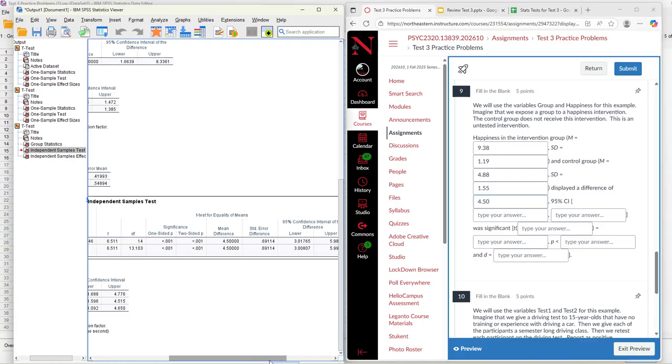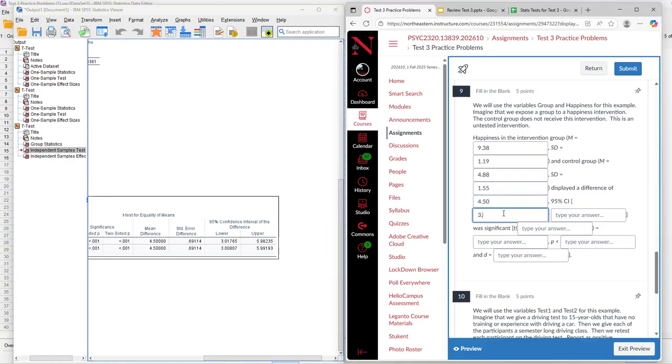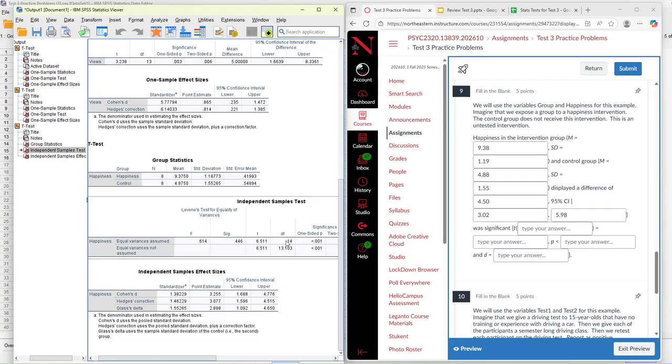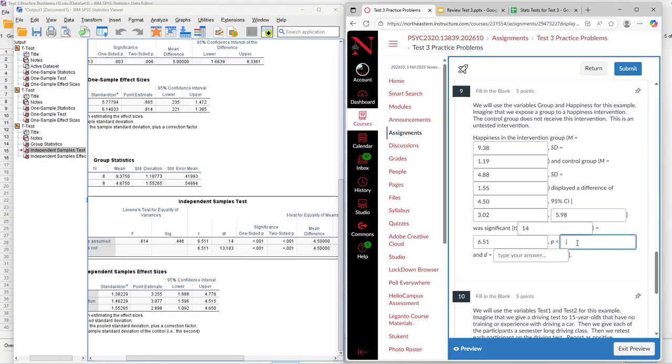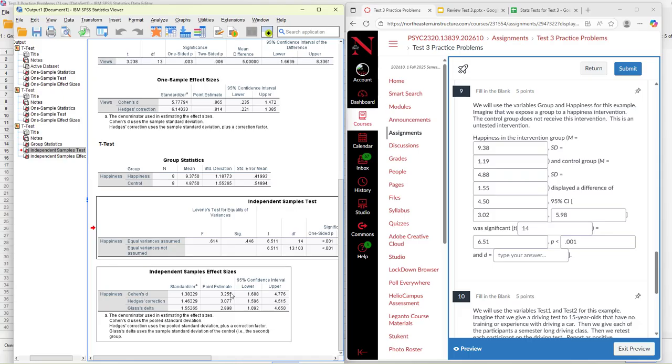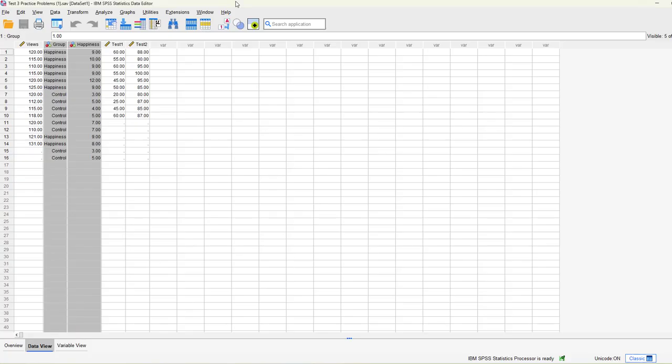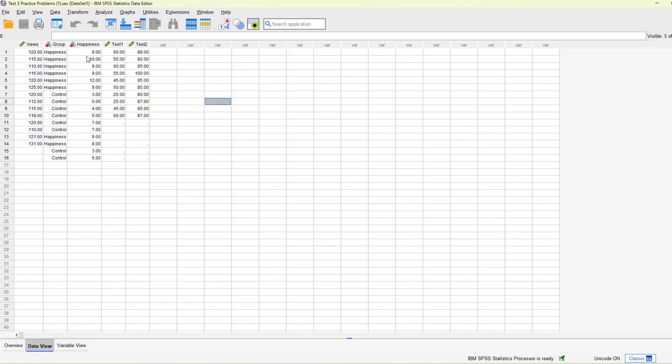Our confidence intervals, we have 3.02 and 5.98, so it is significant. Our value for t, 6.51. Our p-value is less than 0.001. And then our value for d, really big. So Cohen's d, the point estimate, 3.26. That means that this data set probably has almost no overlap between the two.